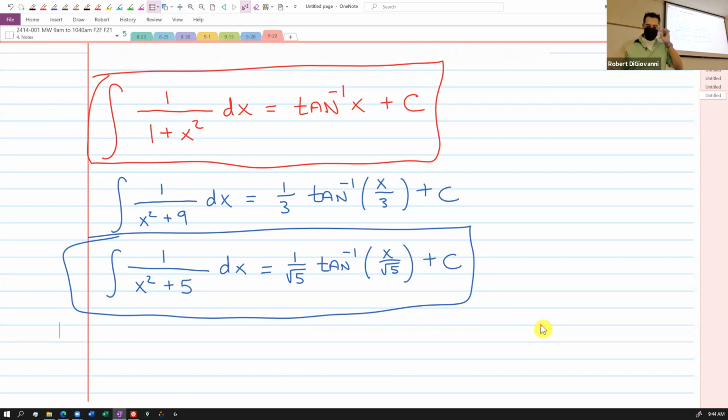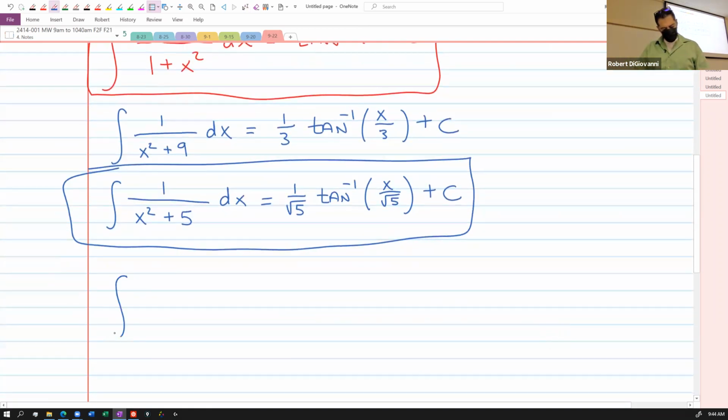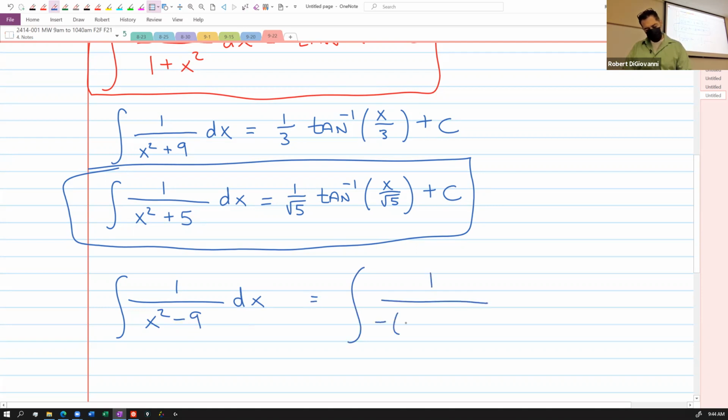What if it was a minus? Just out of curiosity here, what if it was 1 over x squared minus 9 dx? Can you use this formula? You could pull the negative out on the bottom, right? So if I did that, it would turn into this. Negative out here, that gives me negative x squared plus 9. Negative 1, I can pull that out front. Just a negative 1. But does this match that formula?